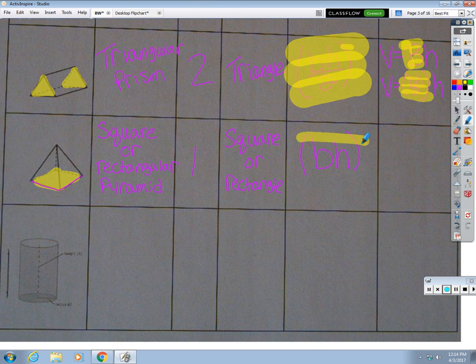I'm going to highlight this yellow. That's the area of my base. My big B is the area of the base. Since we have a pyramid, it's going to be 1/3. Okay, so volume equals 1/3, and I'll tell you why tomorrow. Or you can research it online tonight. Big B times H.